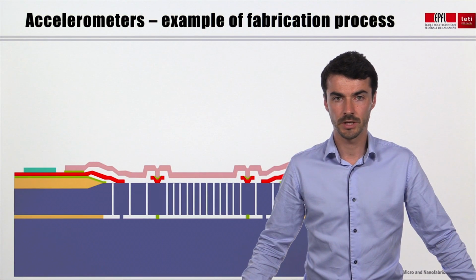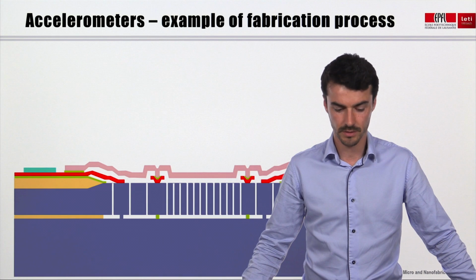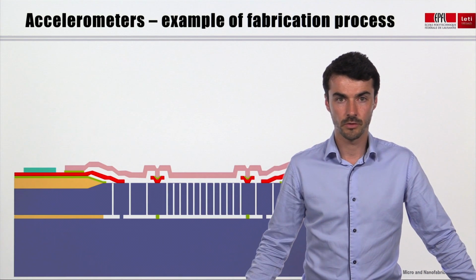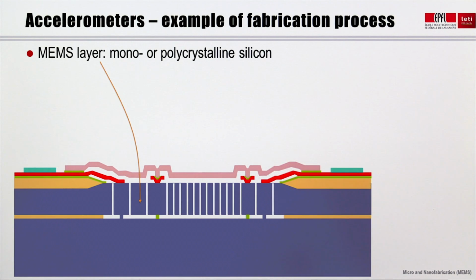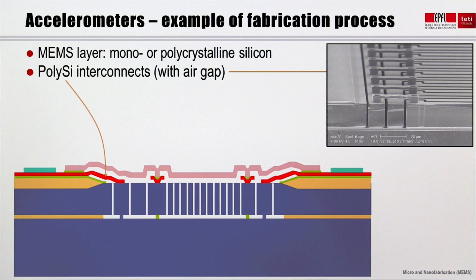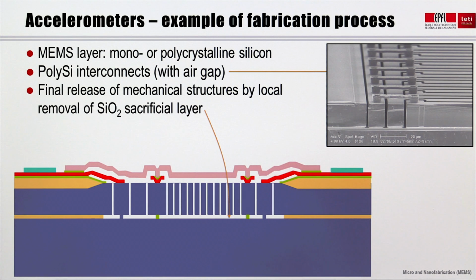Let's take an example of fabrication process of such capacitive accelerometers. This scheme depicts a cross-sectional view at the end of the process. The MEMS layer can be either a monocrystalline silicon layer if an SOI substrate is used, or a polycrystalline silicon layer, also named polysilicon. The routing of the mechanical structures is made with partially suspended polysilicon interconnects. The mechanical structures are released by removing the underlying silicon oxide sacrificial layer by wet or vapor HF etching. HF stands for hydrofluoric acid.